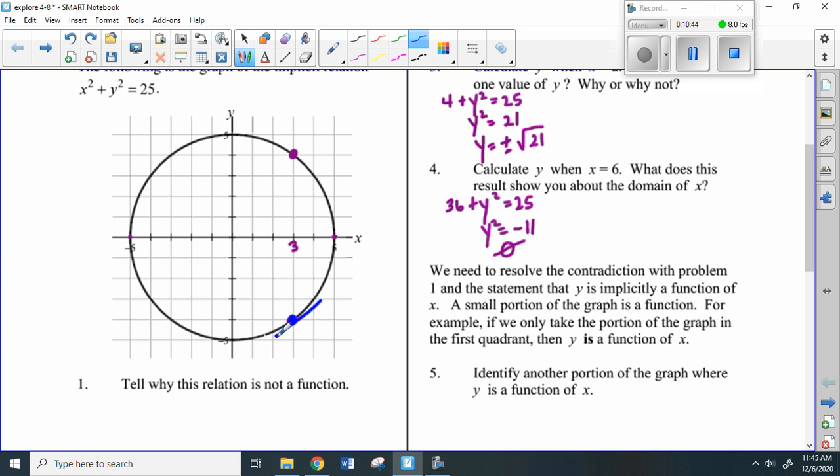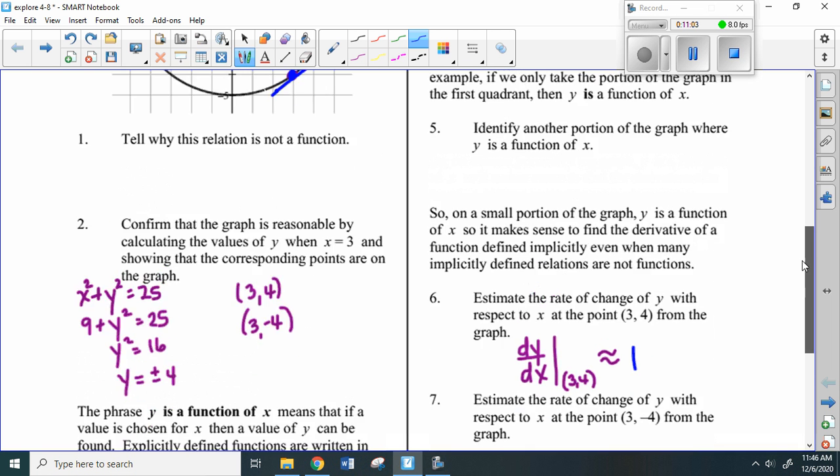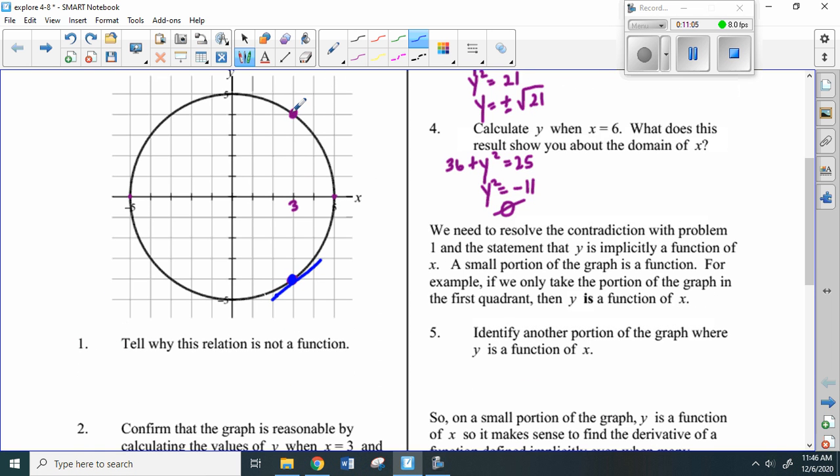All right, now I guess if I extended this a little bit more, it looks like it could almost be 1, right? If I go from here to here, it's almost 1. So let's just say it's approximately 1, okay? Whoops, I'm at the wrong point. Hold on. 3 positive 4 is up here.